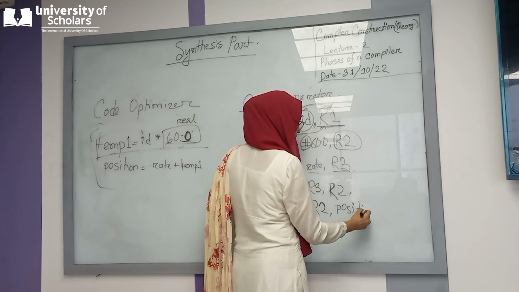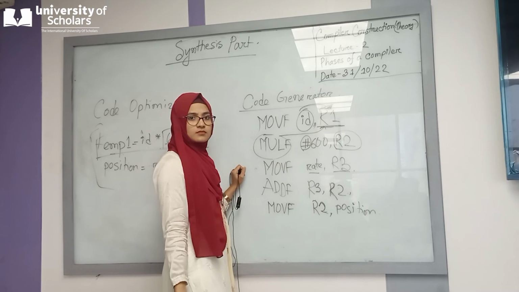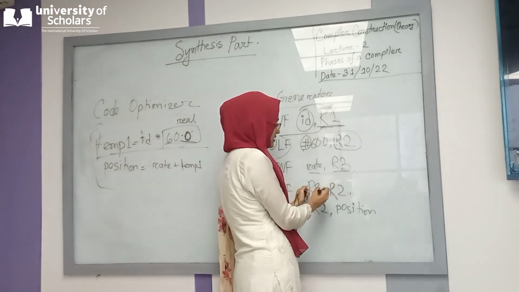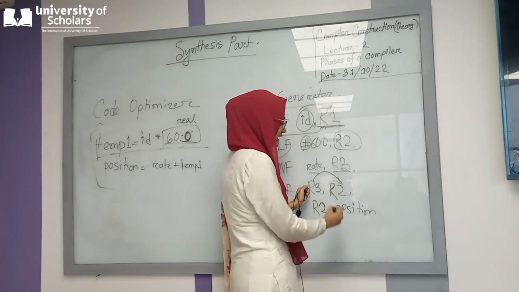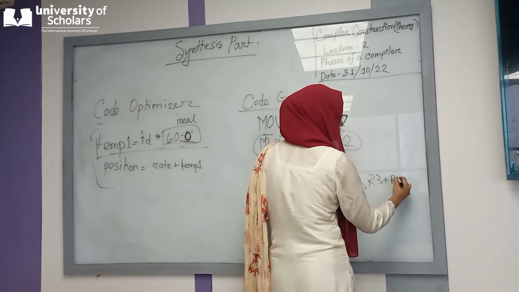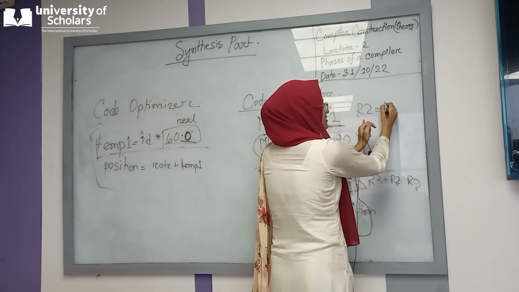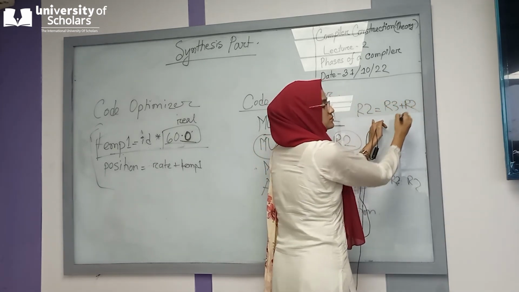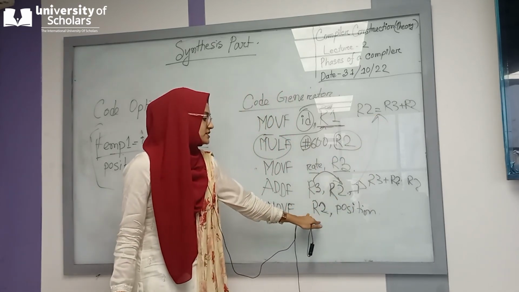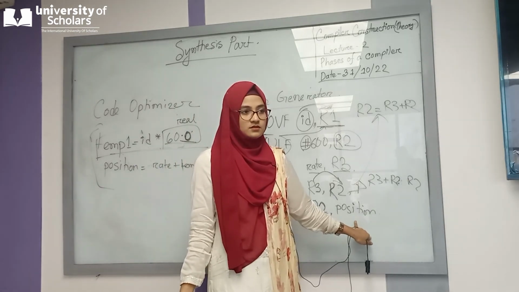Ma'am, then it will be R3? We wrote R2 or R3 above. No, R3 is added into R2. Which one? Add. We are adding two numbers and storing the result here. Here we have R3 plus R2 equal to R2, meaning R2 is storing the value of R3 plus R2. Yes, this line. So it is moved to the position. Our task is done.